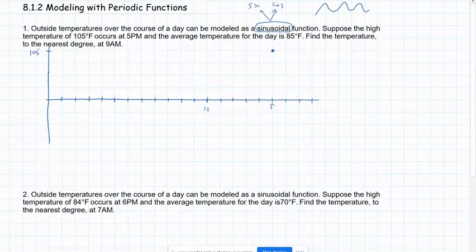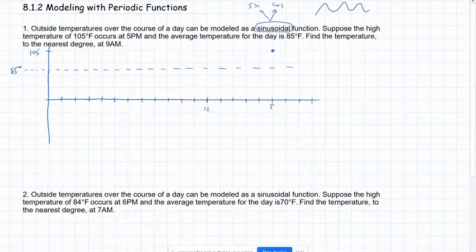And it says the average temperature for the day is 85 degrees. So if we put our midline here at 85 degrees, that's our average temperature. The temperature is going to fluctuate above and below this midline. They didn't give us any information in this problem about what the period is, but it makes sense that the period is 1 day. We're going to complete one full sine wave in 1 day.